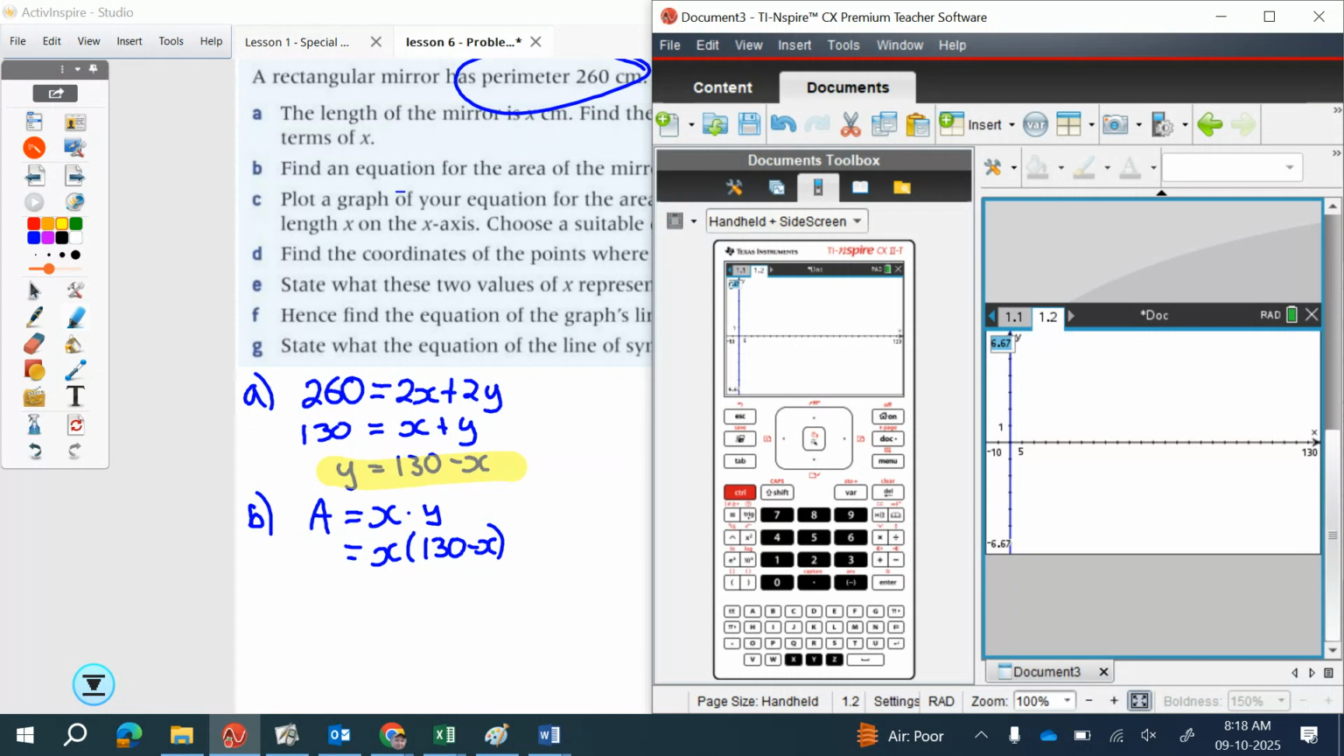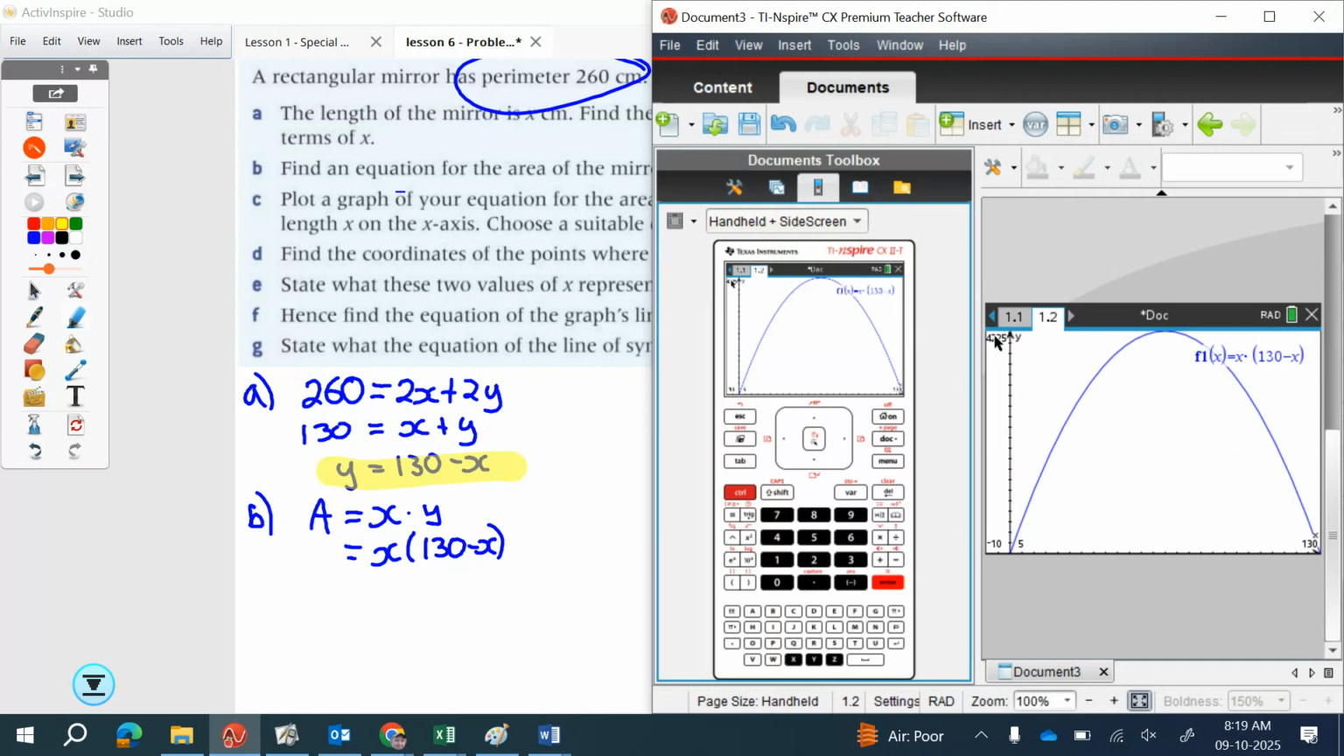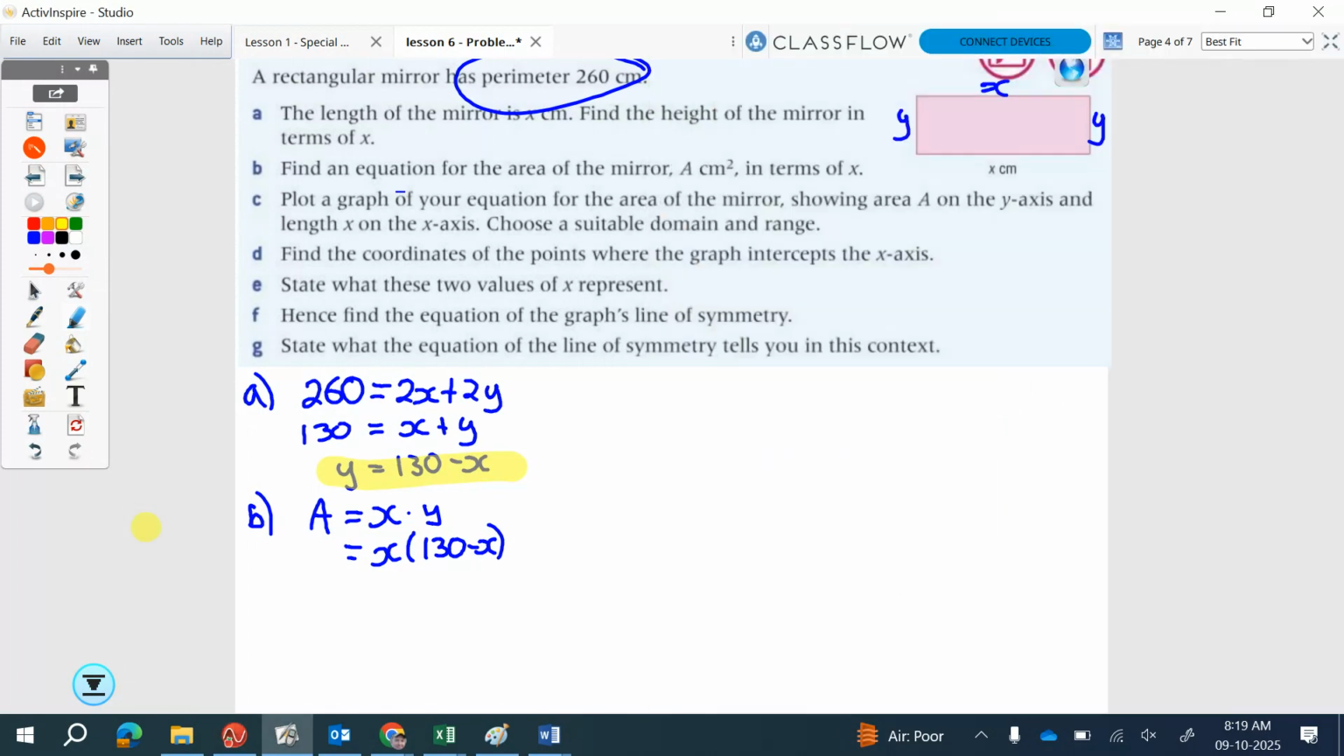So if it's going from 0 to 130, then the middle value is half of that. So that's 65. So I'm going to put 65 times 65. And we can see the shape of the graph. So our range is from 0 to 4225, and our domain is from 0 to 130. So we plot the graph. Let's have a little sketch of that for C.